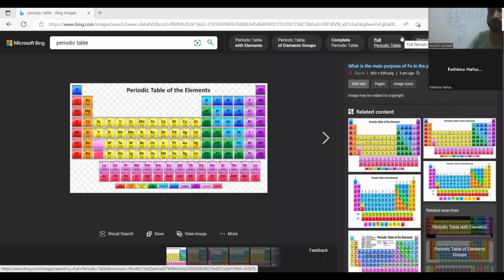The element helium. The total number of electrons in helium is 2. The atomic number is 2. Then you put 2, and the rest will be in the second cell. So 2, 2. Is that clear for you? Please reply me. Is this clear for you?